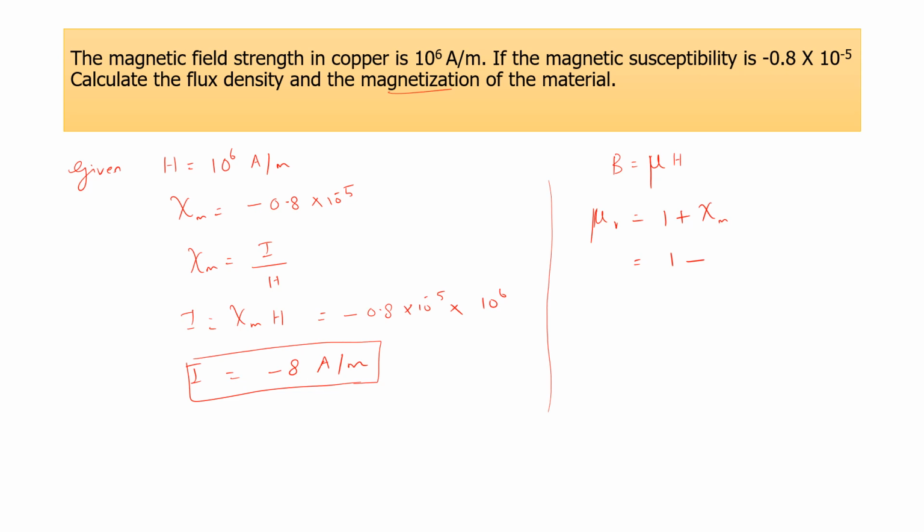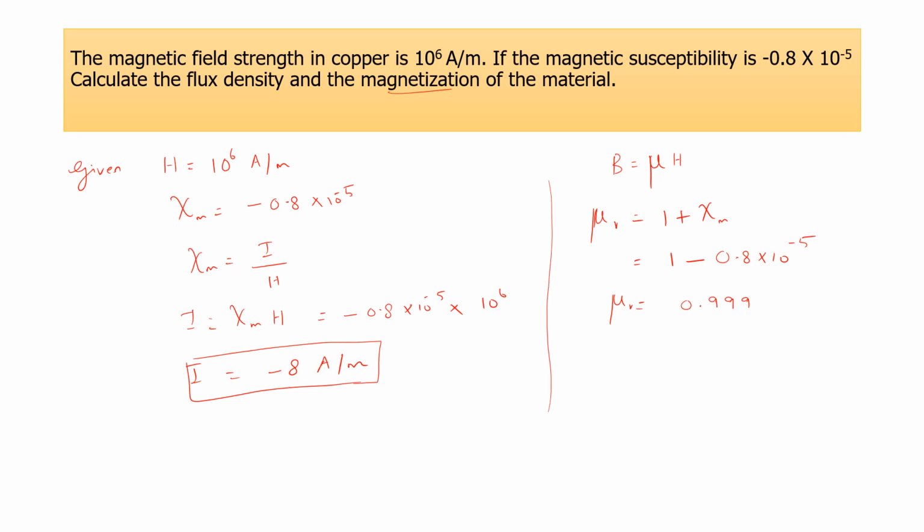See here, what has to be put? Chi m is what? Minus 0.8 into 10 power minus 5. That is the thing. Sorry for making a mistake. So I am using calculator to find this. I am doing it now. So I am getting the value as 0.999. That is my mu r.